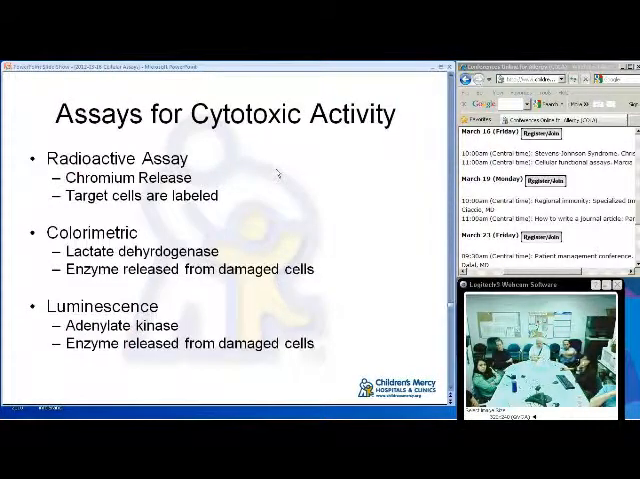So the assay, there are actually 3 different assays you can look for cytotoxic activity. The traditional one is a chromium release assay, which is a radioactive assay, where the target cells are labeled with chromium. There's a colorimetric assay in which we measure lactate dehydrogenase, and that enzyme is released from damaged cells. And then there's a chemiluminescence one, which looks at adenylate kinase, and this is also an enzyme that's released from the damaged cells.